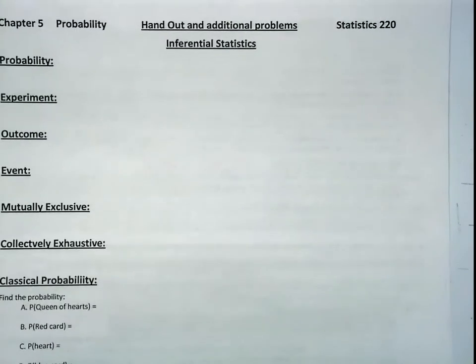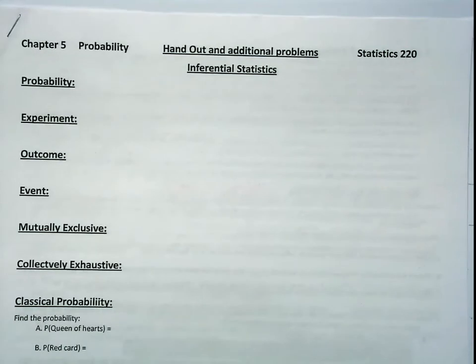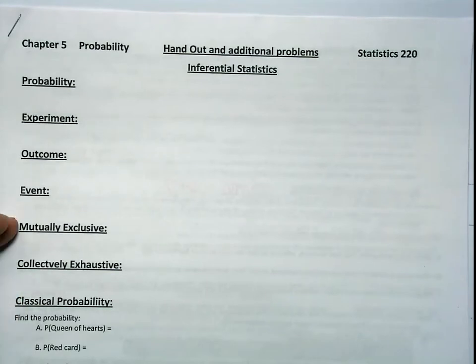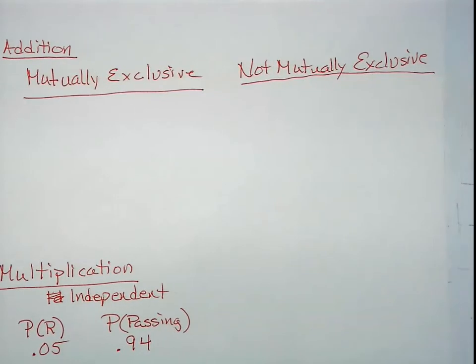This is the Chapter 5 handout that we have posted on Blackboard that you should print out, follow along with this, and go through my PowerPoint presentations. I think the definitions you can follow along, but I'd like to concentrate on mutually exclusive, the definition. And the best way to discuss that is with the addition rule, mutually exclusive and not mutually exclusive.